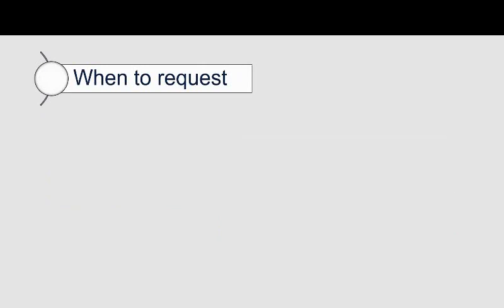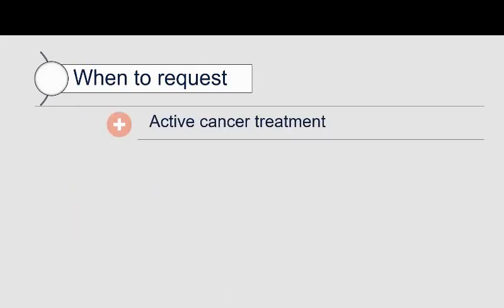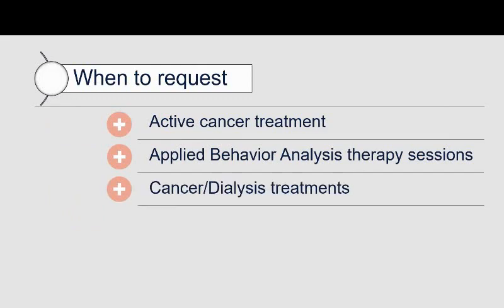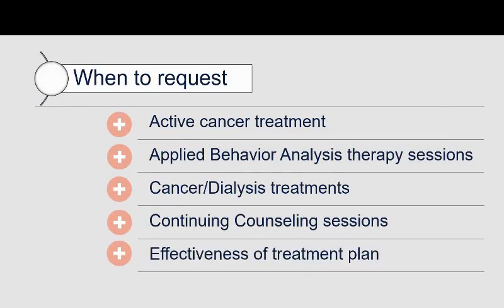When to request a specific interpreter. Specific interpreters are to be requested only when it's medically necessary. So under this umbrella falls active cancer treatment, applied behavior analysis therapy sessions, cancer and dialysis treatments, continuing counseling sessions, and finally, effectiveness of treatment plan. Effectiveness of treatment plan is often misunderstood or even misapplied in that providers are not adhering to the main umbrella requirement of medical necessity. Let's define that.